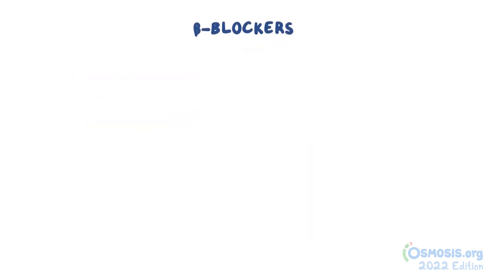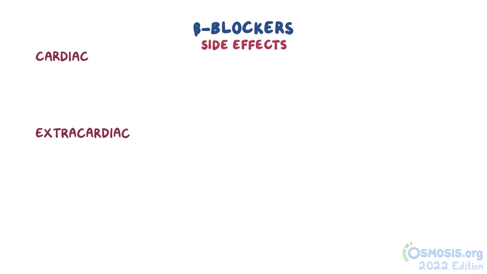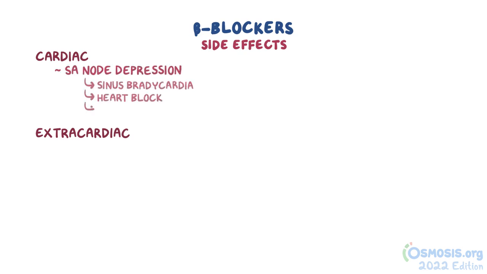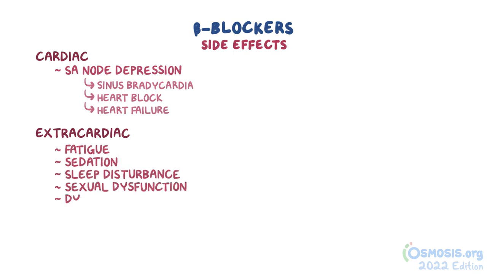Alright, switching gears and moving on to side effects. Beta blockers have plenty of side effects, and they can be subdivided into two main groups: cardiac and extracardiac side effects. Cardiac side effects include SA node depression that results in sinus bradycardia, heart block, and heart failure, while extracardiac side effects include fatigue, sedation, sleep disturbance, sexual dysfunction, dyspnea, and bronchospasm.